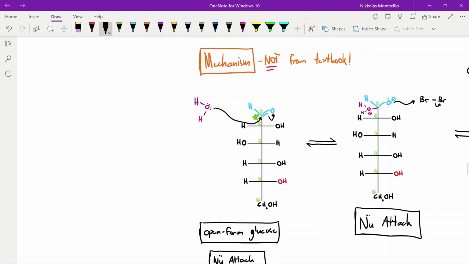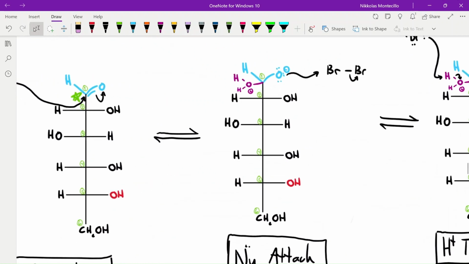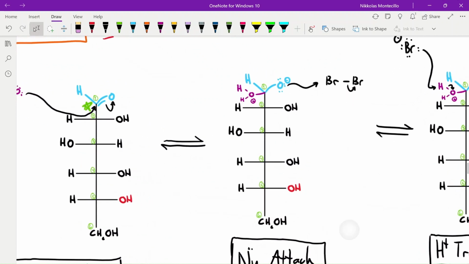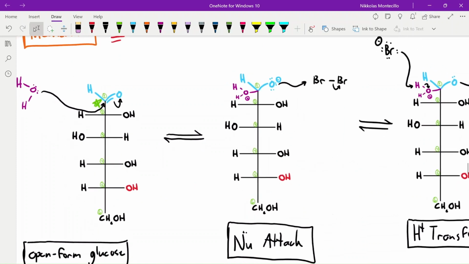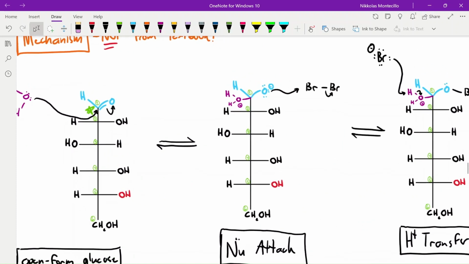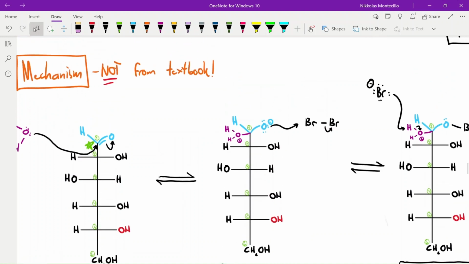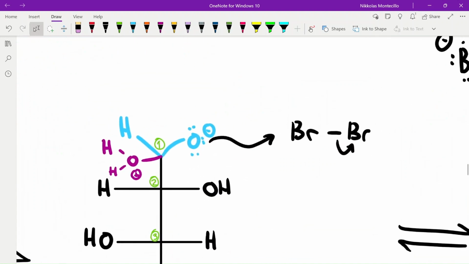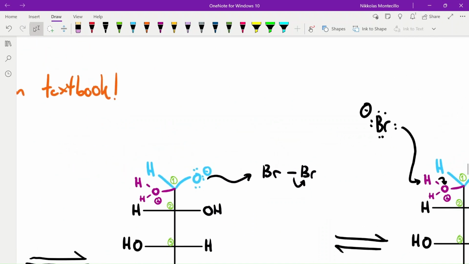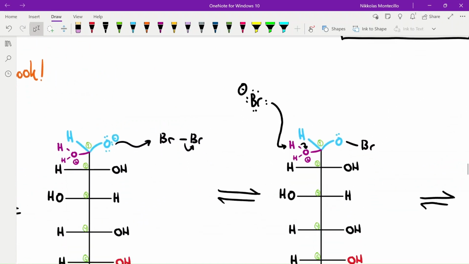because the oxygen atom from this water molecule is actually attacking carbon 1, where we get a chiral center intermediate, and then a nucleophilic attack occurs where the oxide ion that forms will nucleophilically attack one of the bromine atoms in gaseous bromine, forming a bromide ion.